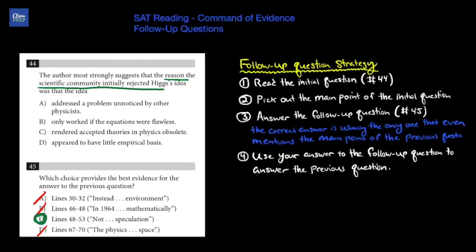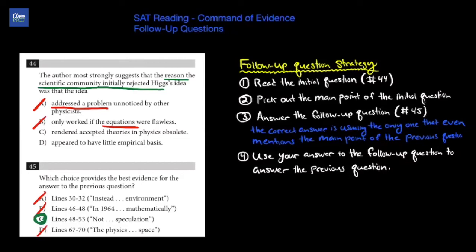So let's take a look at these answer choices. A, addressed a problem unnoticed by other physicists. So they didn't reject Higgs' idea because it's addressing a problem. They're rejecting it because they think it's speculation. That's what the quote on lines 48 to 53 tells us. So we can eliminate A. B, only worked if the equations were flawless. There was nothing really about the equations in that explanation, so we can eliminate B.